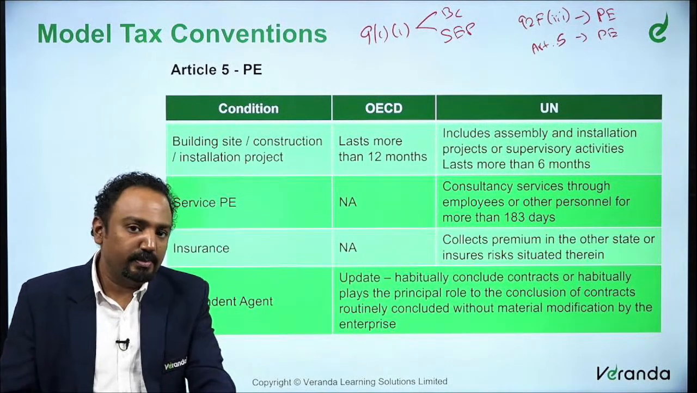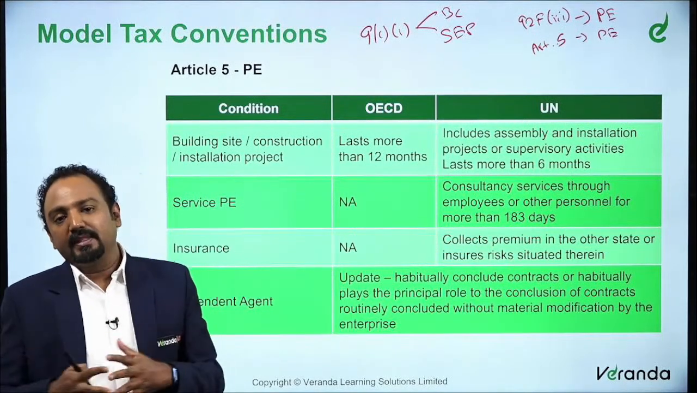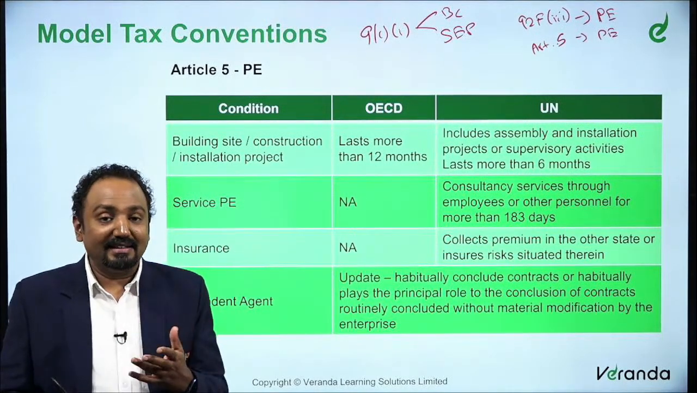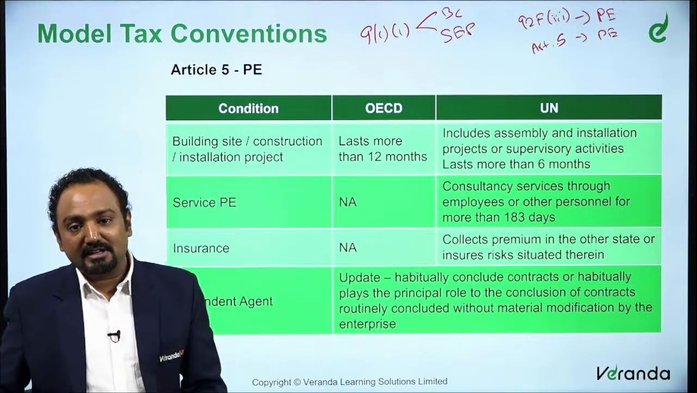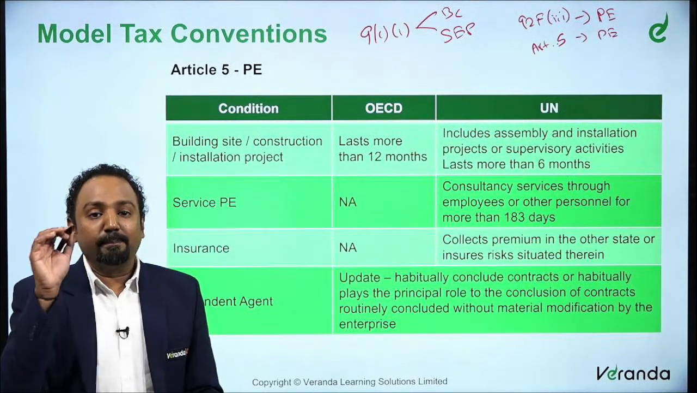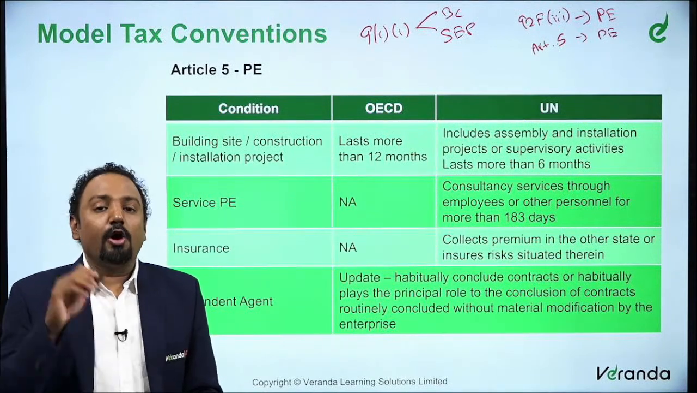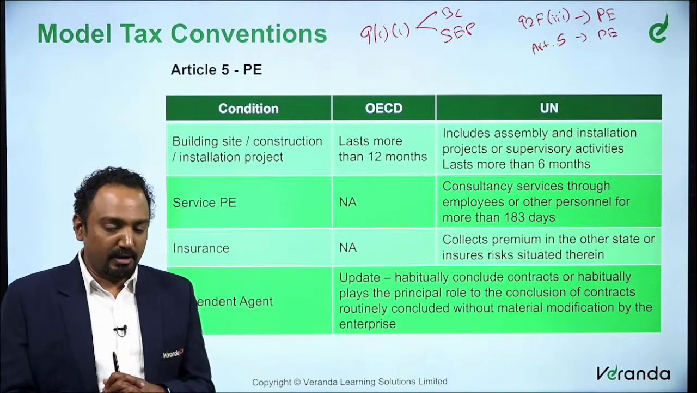Article 5 defines PE. We have defined this many times, telling the definition quite a many times. Basically, a permanent establishment is a fixed place of business where a business is wholly or partly carried on. This is what permanent establishment is about.